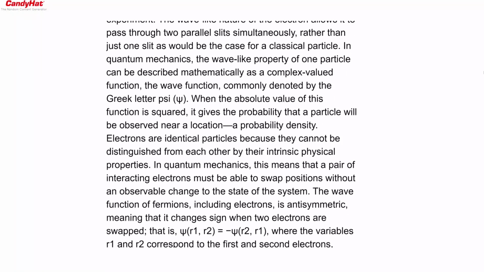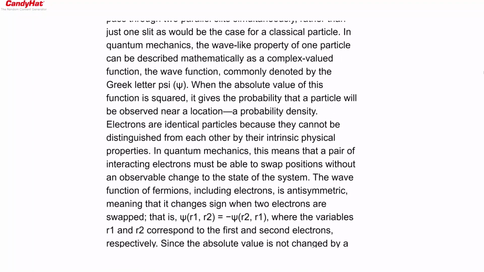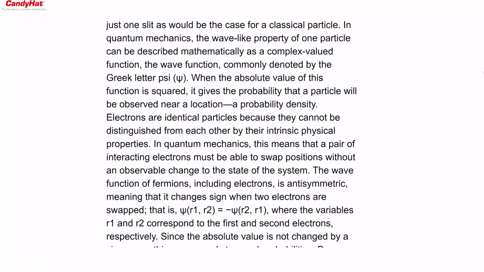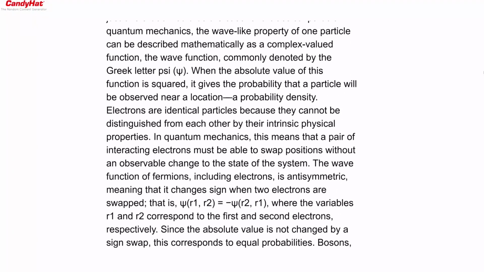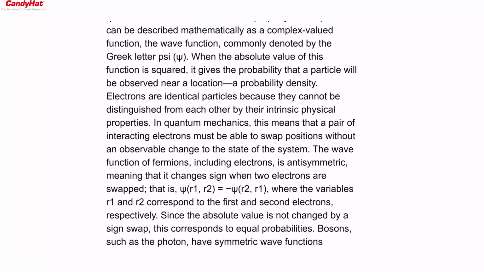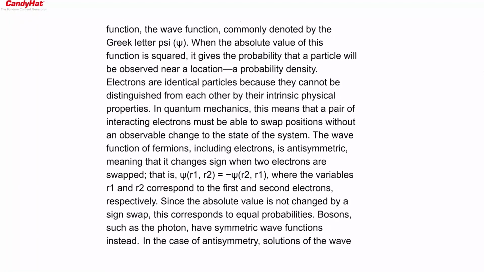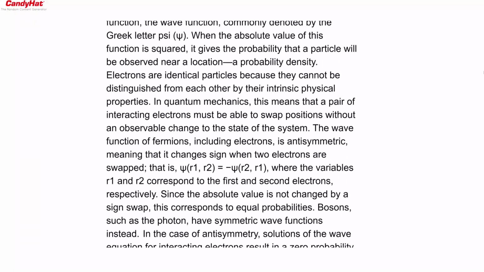In quantum mechanics, the wave-like property of one particle can be described mathematically as a complex valued function, the wave function, commonly denoted by the Greek letter psi. When the absolute value of this function is squared, it gives the probability that a particle will be observed near a location, a probability density.